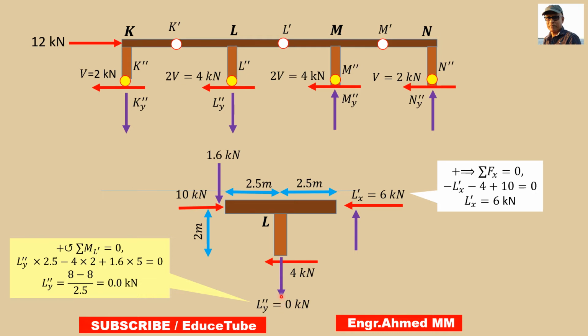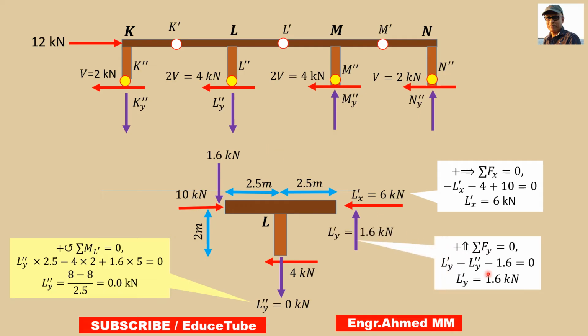Once we get 0, easily we know what will be the value for this. But an easy way to get it is the summation of vertical force equal to 0. So we can write this L prime y upward, so positive, this is downward, negative, minus L double prime y, this is also downward, so minus 1.6, so L prime y equal to 1.6 kilonewton. So easily we got this reactions component which is vertical. So we are done for this L segment also.